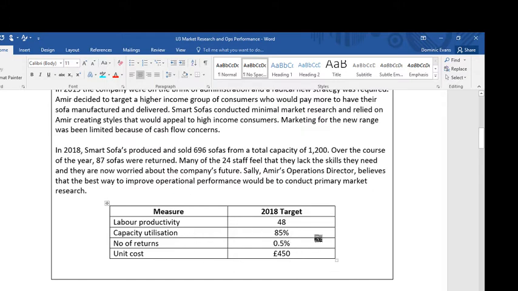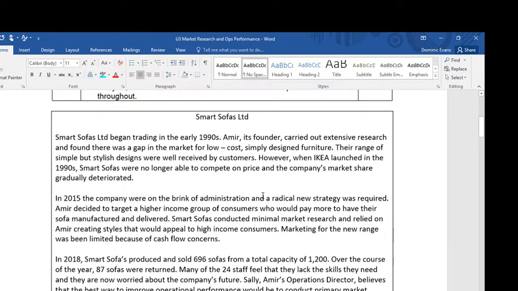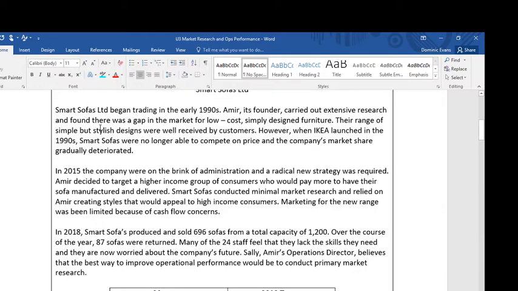AQA have a habit of giving you these kinds of tables where they give you some information. In this case, I can see it's just a target, so I don't have the actual data yet, but I can see there's plenty of numbers in this case study, so I'll probably be able to make some calculations. So let's have a quick read of the case study.